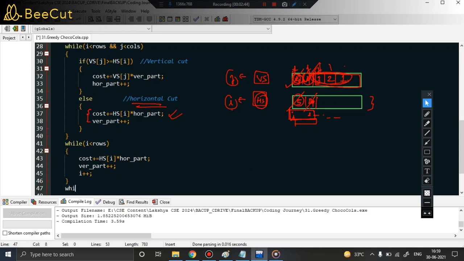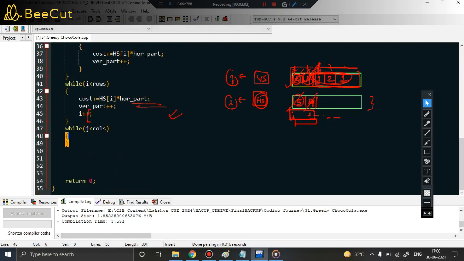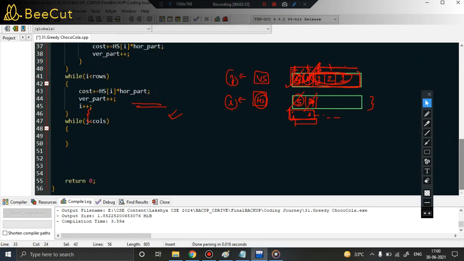There might be another possibility: while j is less than cols, which is seen here, your j pointer is still pointing to 3 and it is still less than cols, the number of columns. So you will start from j, wherever it is, till columns. You know that whatever edges are left are all vertical edges, so you will be performing a vertical cut. And for performing a vertical cut, this is the code that we do, isn't it? These things we perform. So this is the same thing you are going to copy and paste here.